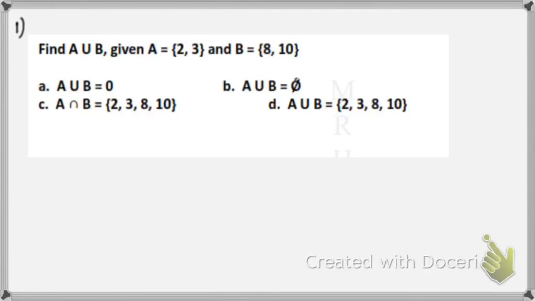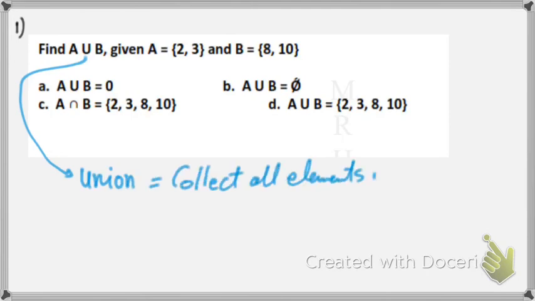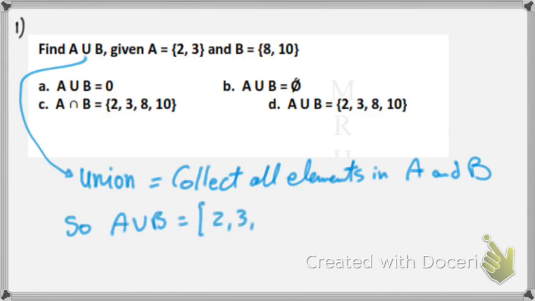For the first question, A union B. The sign union means collecting all the terms of A and B. So I'm going to collect all the terms of the set A and all the terms of set B. Terms of set A are 2 and 3, and elements in set B are 8 and 10. So the answer is C.